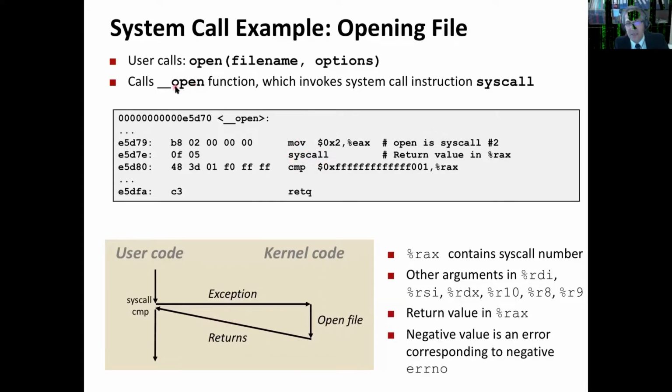And then you have this open file name options. This is the system call. This appears as a system call, but this is actually a higher level implementation of open as a library, which in return calls this underscore open function, which again makes this call. Is that clear? So there are multiple layers.